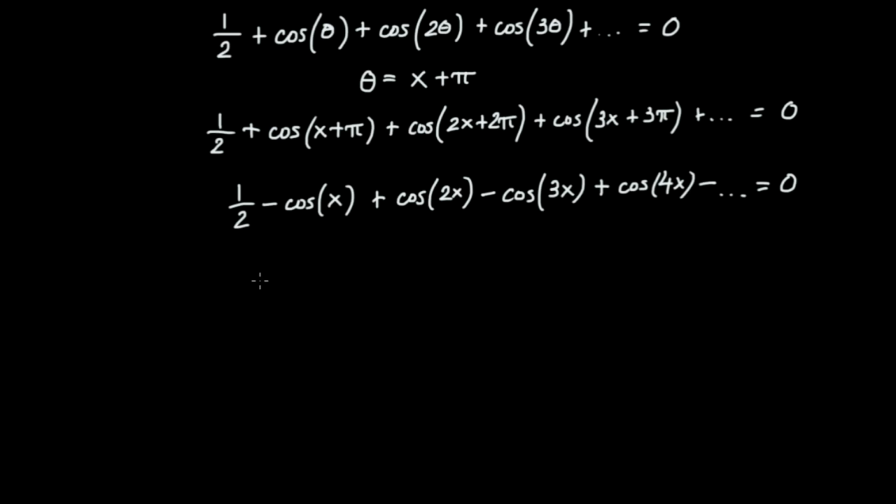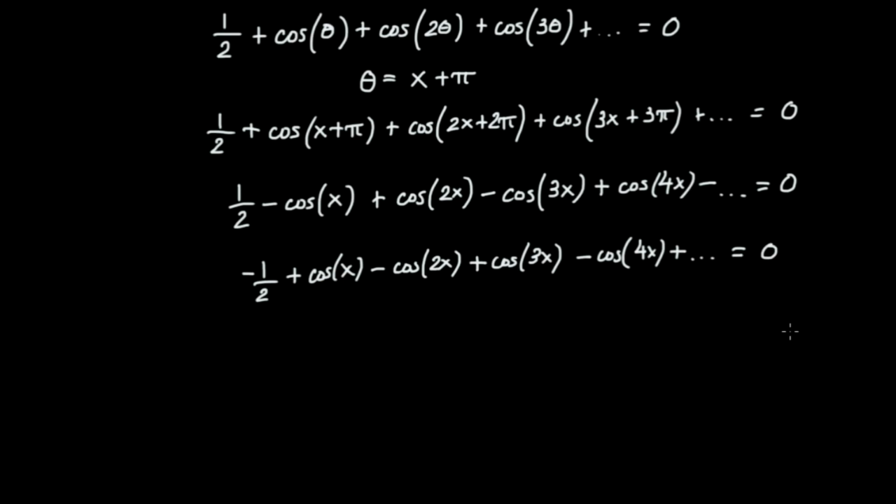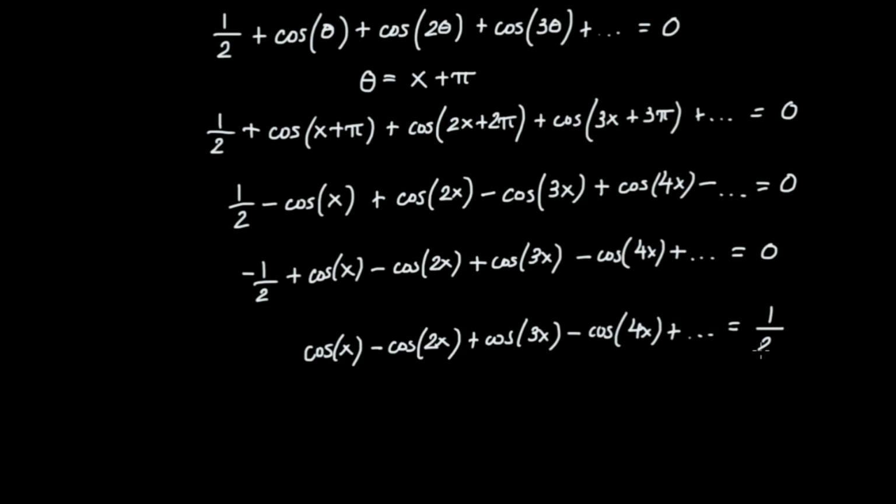And now what I'm going to do is negate both sides. So I'm going to get negative 1/2 plus cosine x minus, and then plus cosine 3x minus cosine 4x, and plus dot dot dot is still equal to 0. And now what I'm going to do is take that negative 1/2 and move it back to the right hand side. So in summary, I get cosine x minus cosine 2x plus cosine 3x minus cosine 4x, and so on, is equal to 1/2.